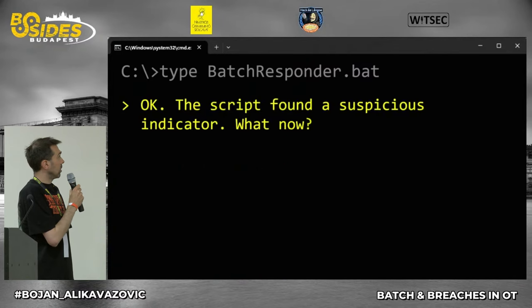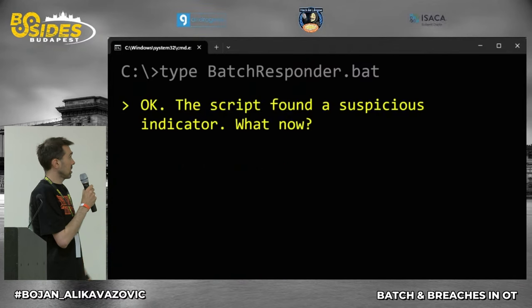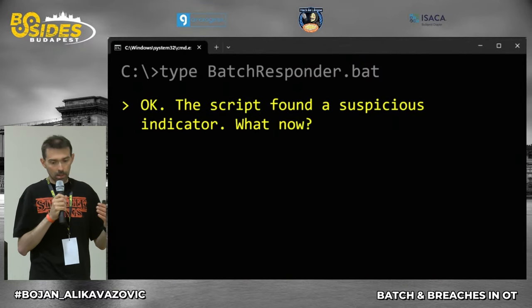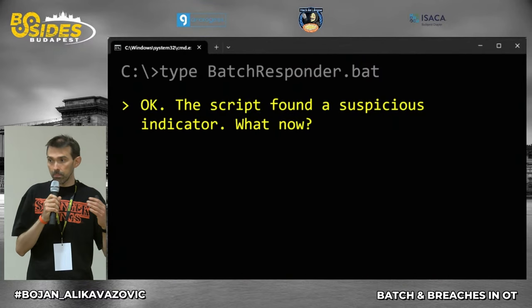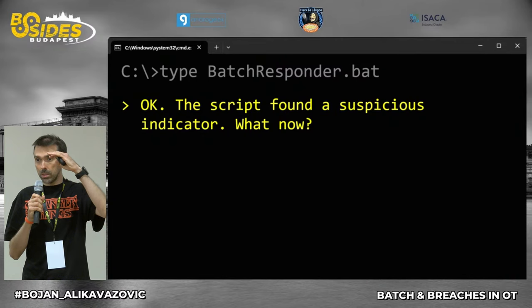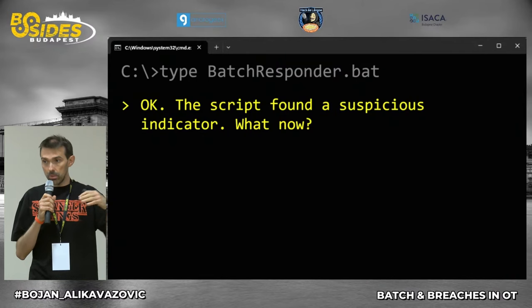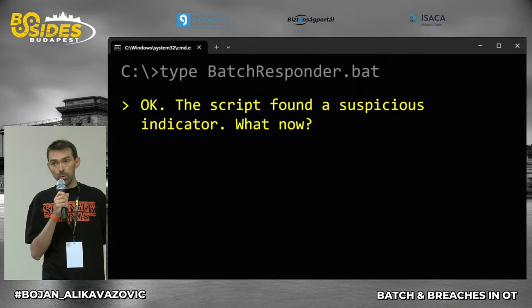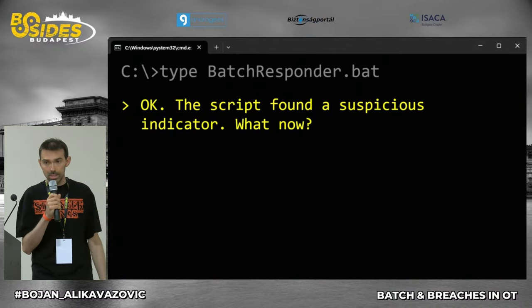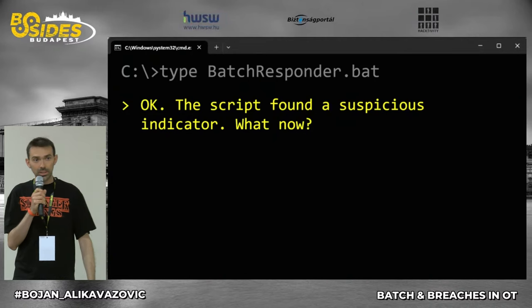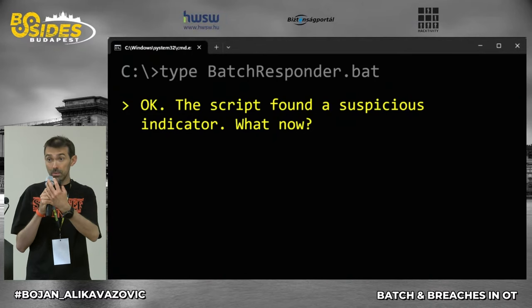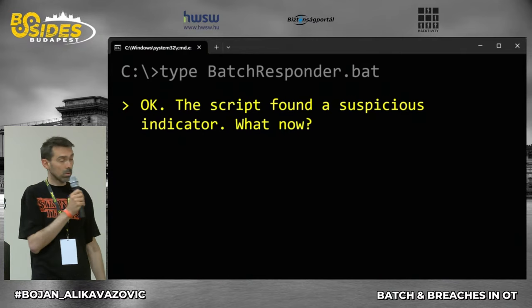Okay, wonderful. The script found a suspicious indicator. So we took the script with specific configuration in it. We distributed the script through all the systems, on a few hundred servers. But the question is, how can you collect the feedback from the servers? Let's call it feedback, you know.